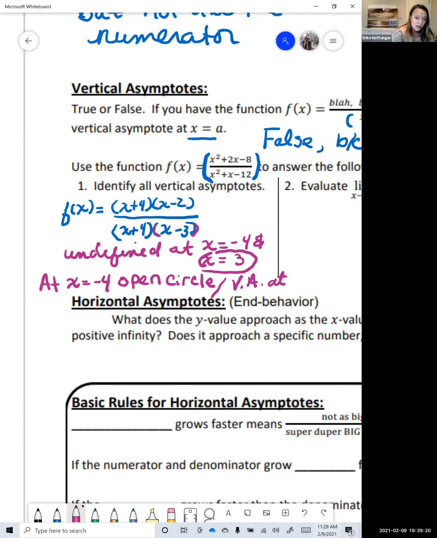Vertical asymptotes are a line. And so remember, vertical lines are always in the form x equals that number. So don't just say 3, because that's technically wrong. You want to say x equals 3. Okay, so there was a case where two values set the denominator equal to 0. One was a vertical asymptote and one was not.